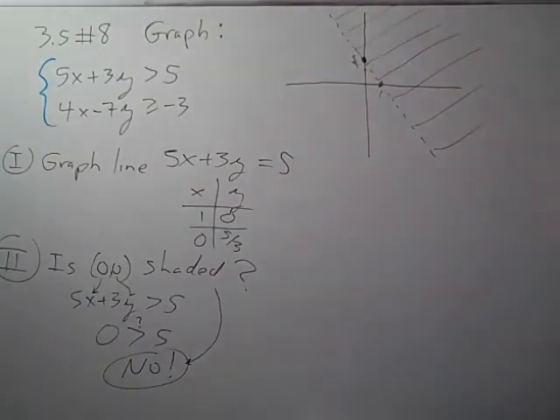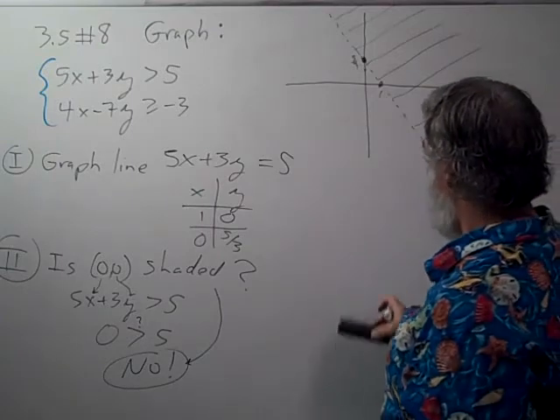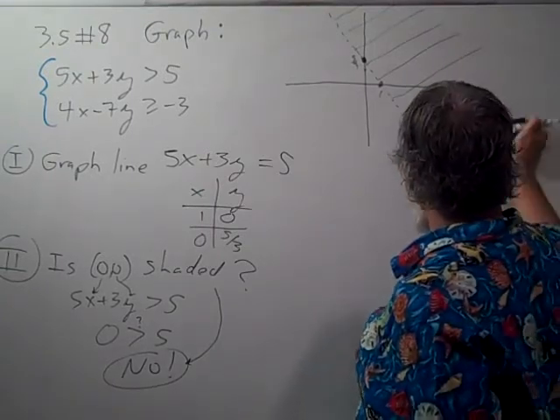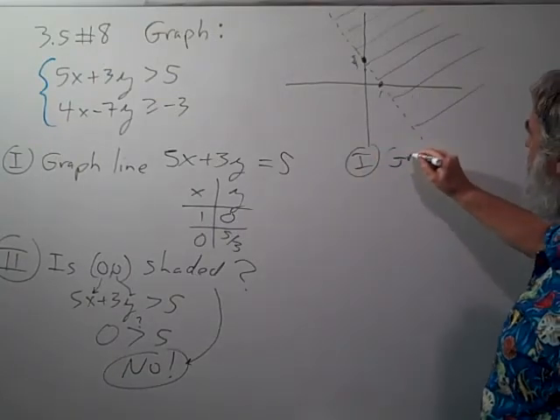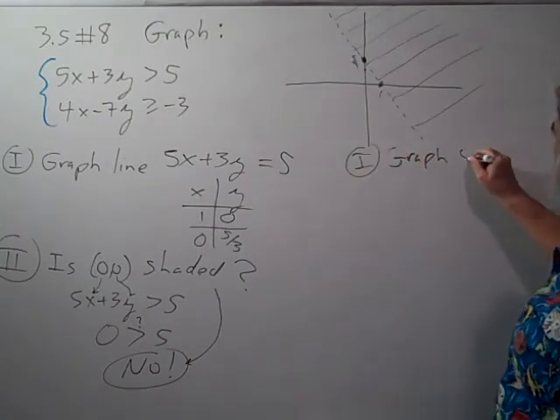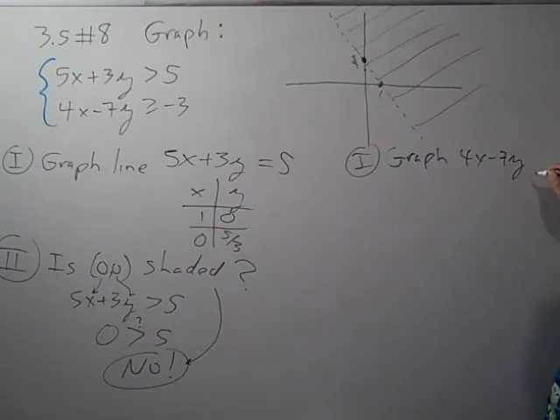Now we repeat the same process for the second inequality. First of all we must graph the line, 4x minus 7y is equal to -3. And for this we need 2 points that are on the line. Since 4 minus 7 is equal to -3, we could put 1, 1 for our first point, because then 4 minus 7 equals -3.